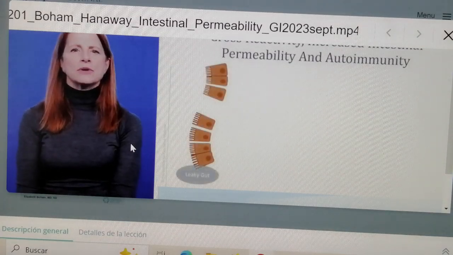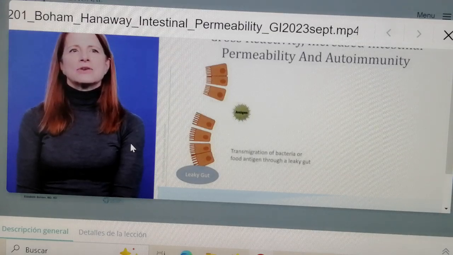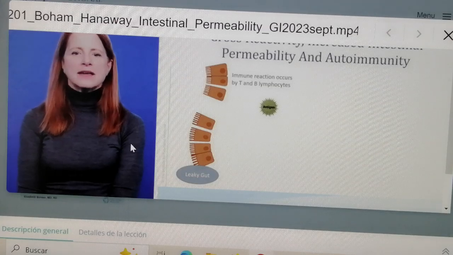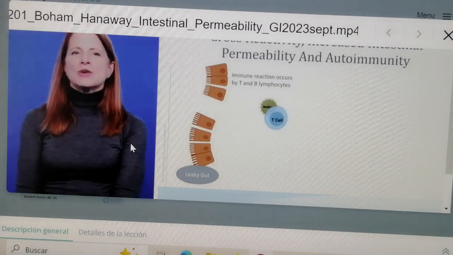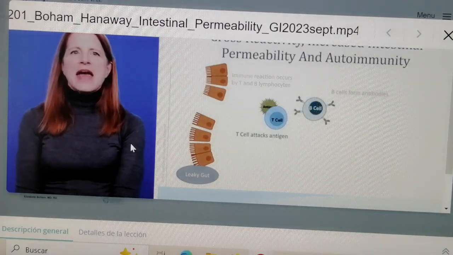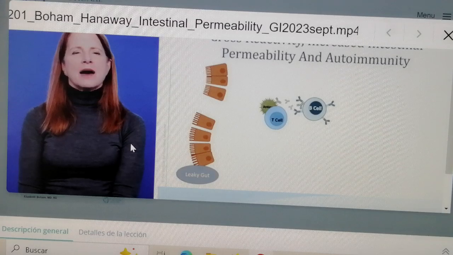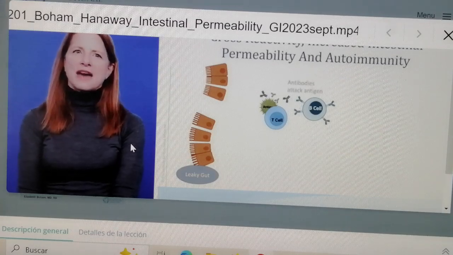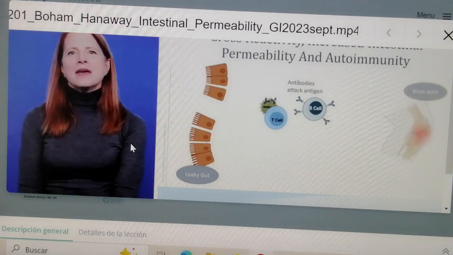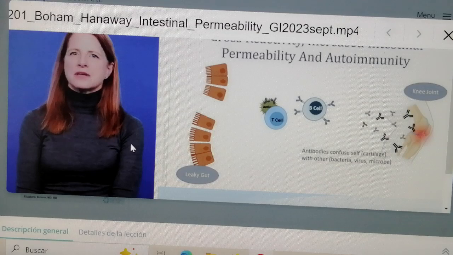Here, this is really showing us molecular mimicry and cross-reactivity. Here is increased intestinal permeability. An antigen can get across, like a bacteria, creating an immune response. You see those T cells coming in and the B cells coming in, and those B cells form antibodies. And then sometimes the antibodies get confused. They're fighting off that antigen that's coming in, but there are some antigens in our own body that can look very similar. And so those antibodies get confused and start to attack yourself.